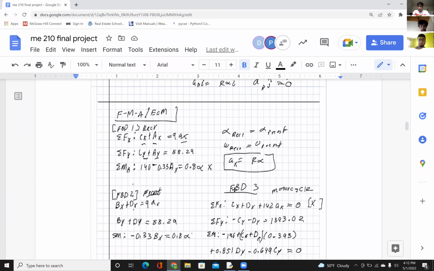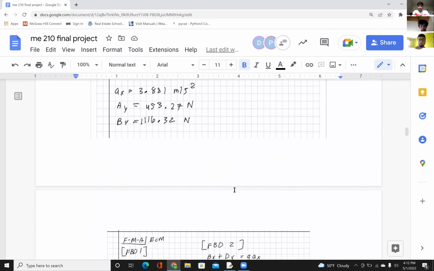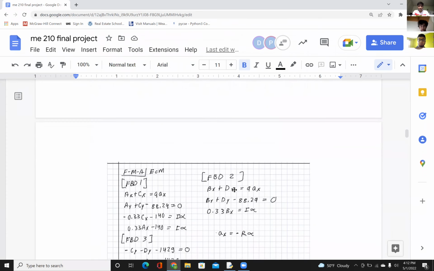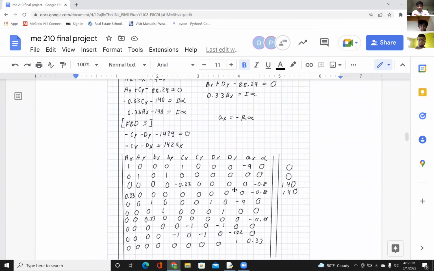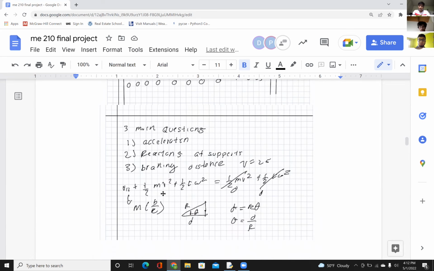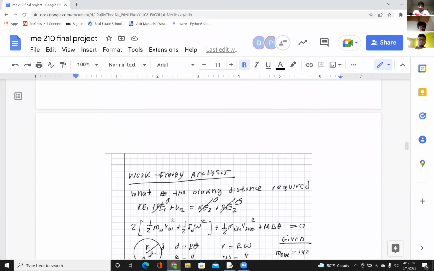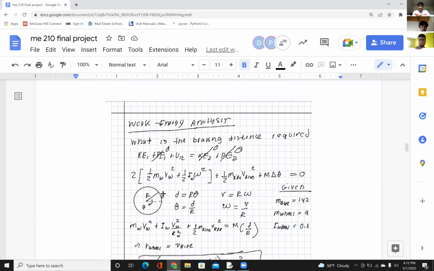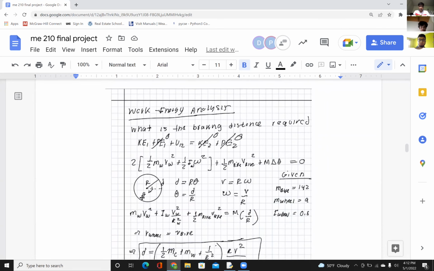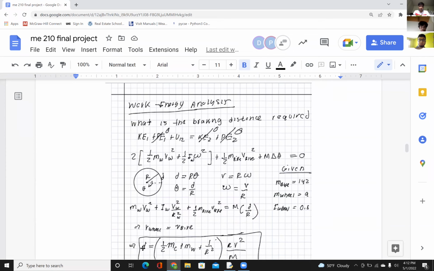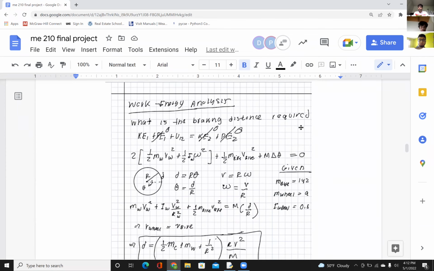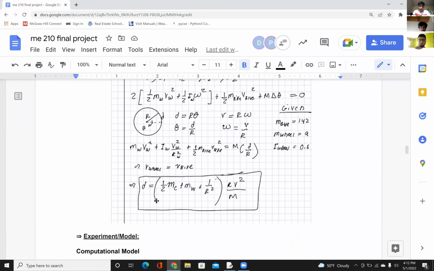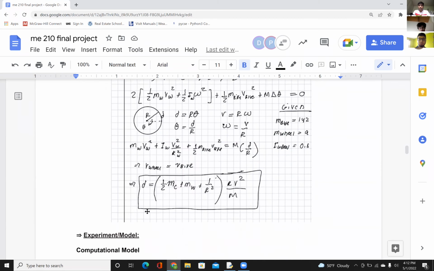So total 10 equations. We plug these 10 equations into a matrix, and from there we derive the acceleration in the x direction and 2 normal forces. All right, after doing that, we moved forward to do our work-energy analysis, and from that we set up the expression for the braking distance. I'll now hand it over to Usman for the computational model.